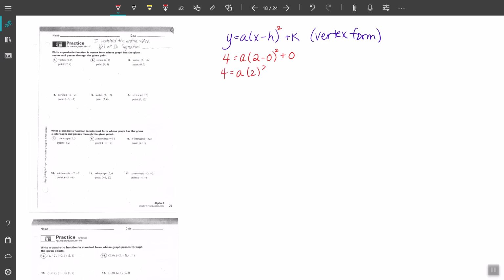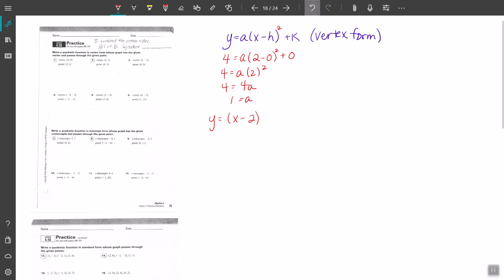And so we end up with 2 squared. I'm going to drop that plus 0 because it's not necessary. And we can see that our a value is 1. All right, so since our a value is 1, we don't need to record it. We assume it to be there. And so we're going to go back to that vertex form. We're going to leave y open. We're not going to put anything in for a because it is 1.